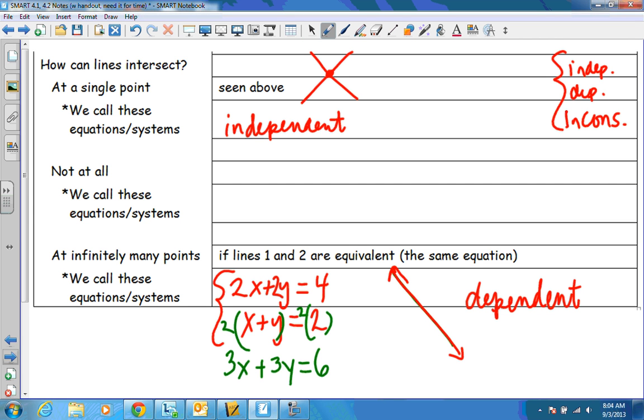And if they never, ever touch, what kind of lines will never touch? Parallel lines. Then what are we going to call those? Inconsistent.